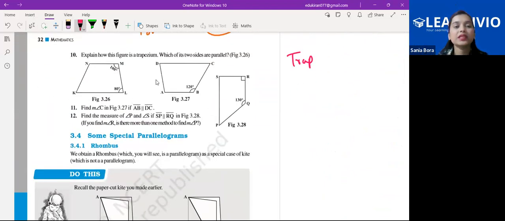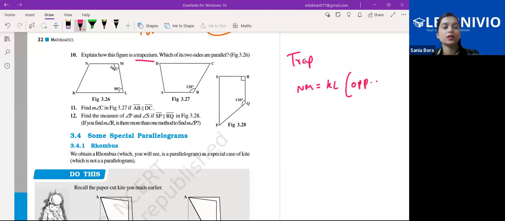For example, if I say explain that this is a parallelogram, you would say NM is equal to KL, that means opposite sides of a parallelogram are equal. Angle L is equal to angle N, opposite angles are equal. That's why it is a parallelogram. But they have asked you for the trapezium. So first you will read the properties of a trapezium, go through it, then see the diagram and match it. What properties are being matched here? Clear? So quickly do this and then we'll discuss the answers.